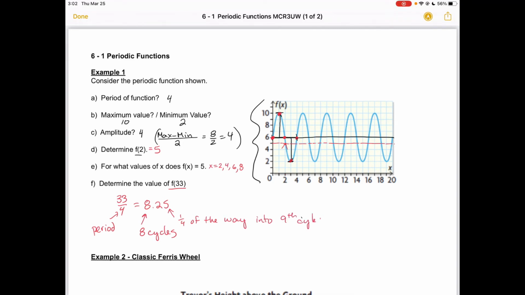So I know that f at 1 equals 10, and that is 1/4 of the way into my cycle. So that means that f at 33 must equal f at 1, which has to equal 10. This really only works because I'm starting at 0. If it doesn't, it's a little bit trickier to make it work, but it does work out in this case.